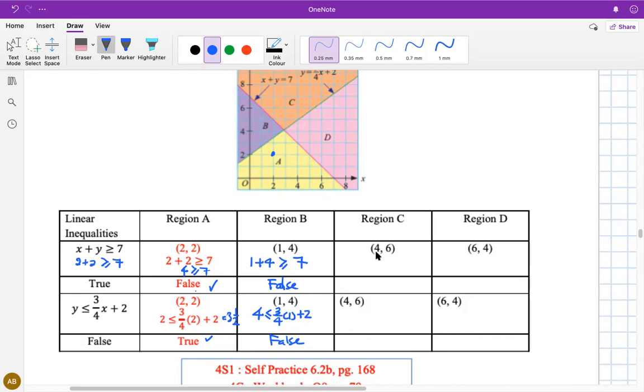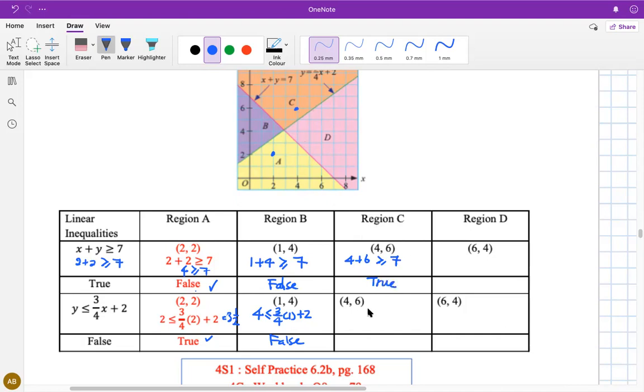We pick a point, 4, 6. Sometimes the question already gave you the point, so no need for you to find it. If they didn't give you the point, then you have to find it. That means for C here, I choose 4, 6. You also can choose 4, 8. Up to you, right? So 4, 6, I substitute in. 4 plus 6 is greater than 7. This time this is true.